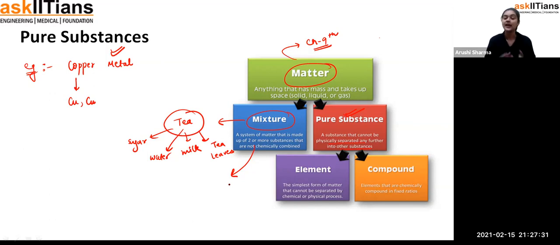But in the case of the mixture, it is a mixture of two or three components, and you can separate them out. Fine. So that is mixture and the pure.